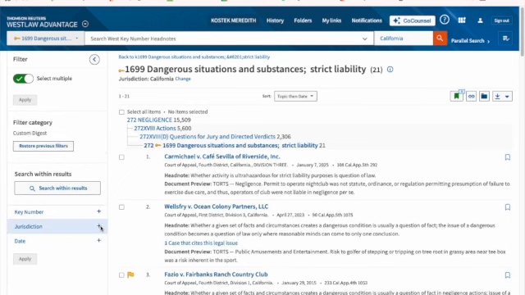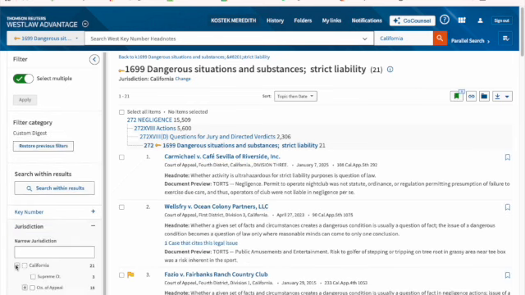Then I can come over here and look at jurisdiction, expand California, and I see that there are 3 Supreme Court cases.